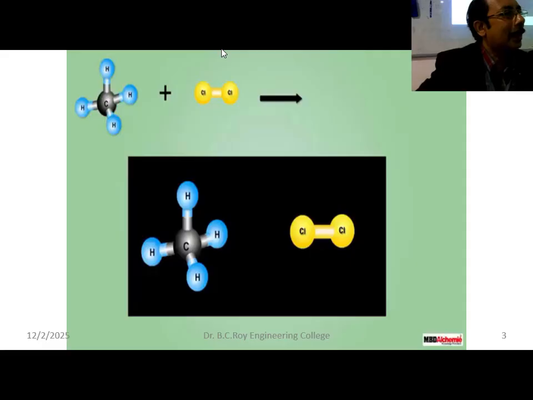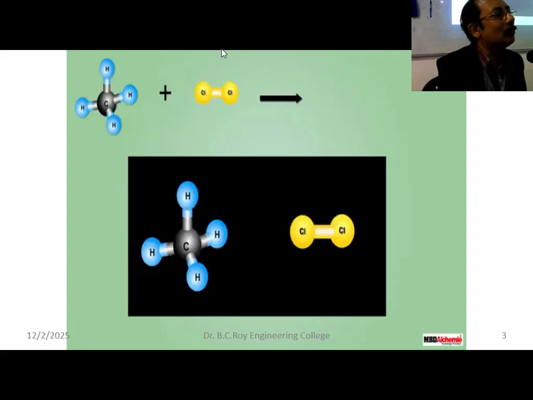And at the end what will happen? Cl dot plus CH3 dot gives CH3Cl. Cl dot plus Cl dot gives Cl2. CH3 dot plus CH3 dot gives C2H6. Coupling, doubling, that is taking place. That is called termination. And it will occur when either chlorine is consumed totally or methane is consumed completely. Then only termination will take place.